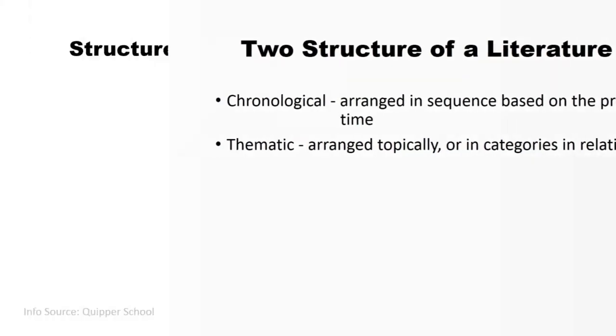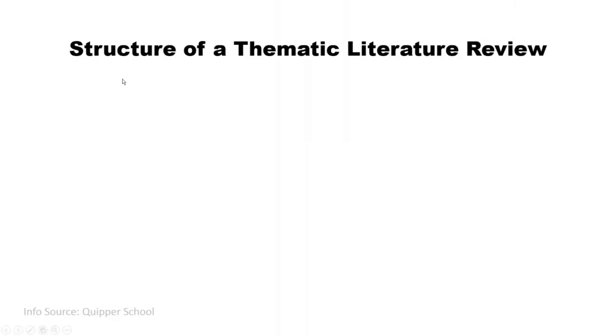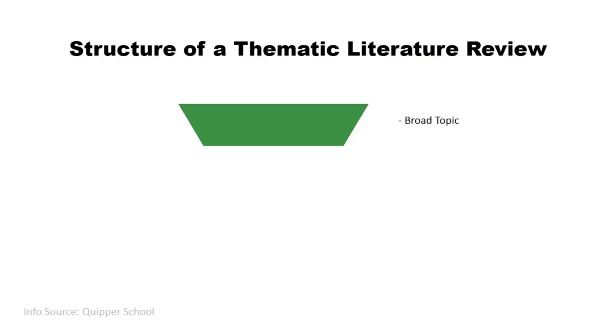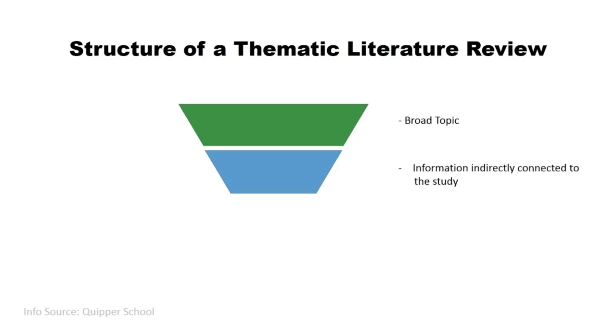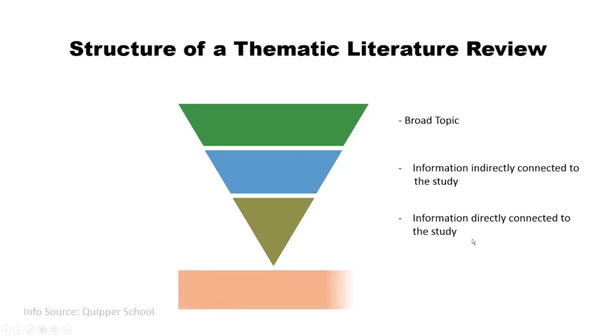Okay, so simulan natin. So this is going to be the structure of a literature review. Pinakauna nating tandaan, yung pinakaunang parte ng thematic literature review would be this one. This is the broad topic. And then the next one is the information indirectly connected to the study. And the third part is the information directly connected to the study. So kung meron tayong indirectly, meron tayong directly connected to the study. And then lastly would be the synthesis. So all of these things will be discussed later on.